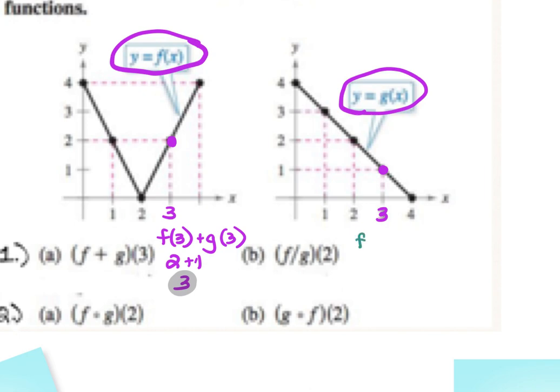Go to f over g of 2, and that means f of 2 over g of 2. I go back to the function on the left. What is f of 2? 0. What is g of 2? 2. And 0 over 2 is 0.